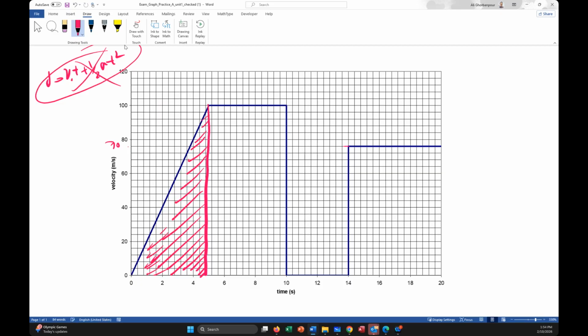If you calculate the area, what is this area? Area of the triangle, yes? What is the area of the triangle? Half base times height, yes? What is the base here? 5, yes? What is the height here? 100. How can I calculate the area? 100 times 5 divided by 2 is going to be how much? 250. Good?